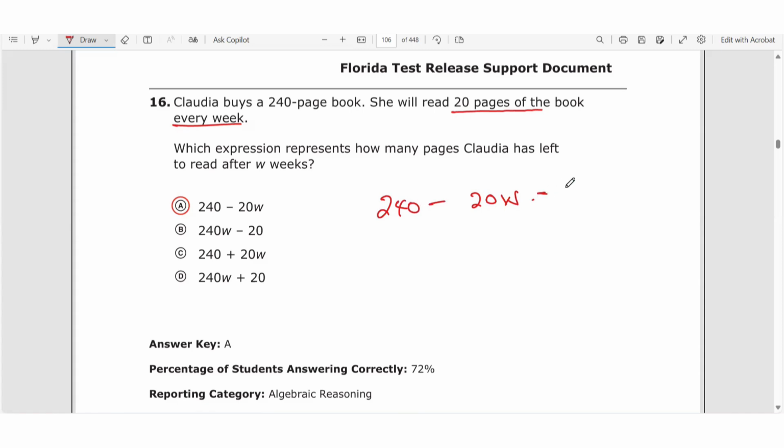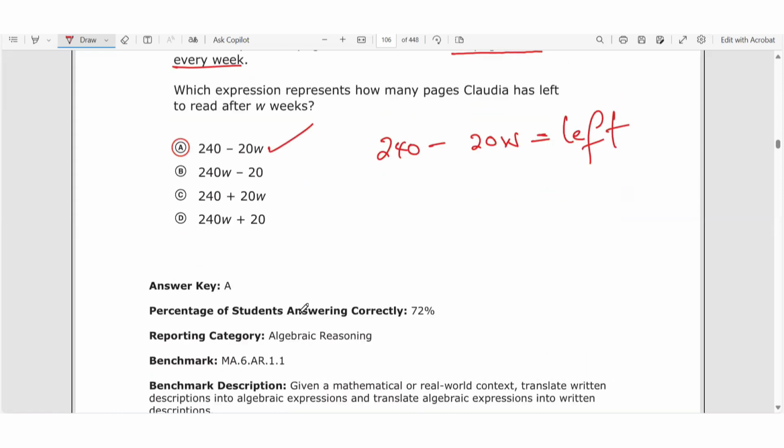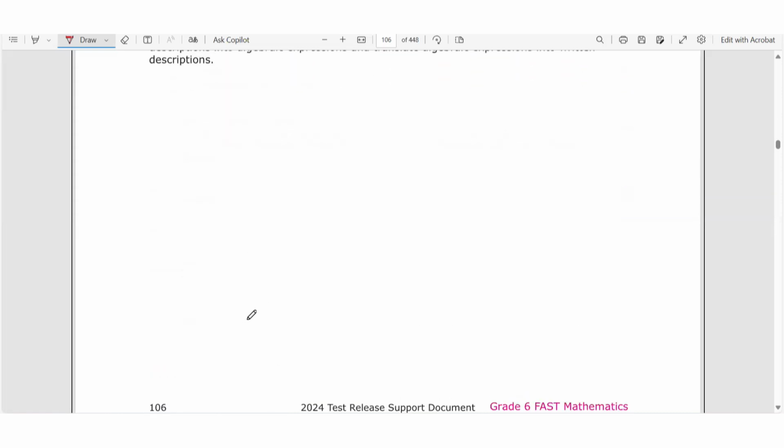That's going to tell the number of pages that we'll read, but you have to take that from the 240 to know what is left. So if I'm going to try to find out what is left, I'm going to have to put my 240, 20 times W, and then subtract that. And that is why this is the only answer there. Let's take a look at the other question.